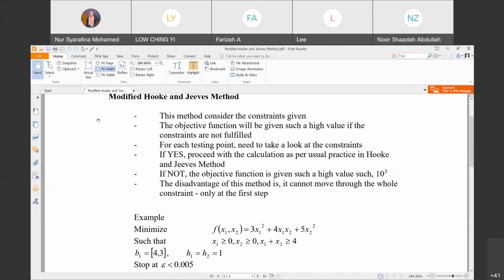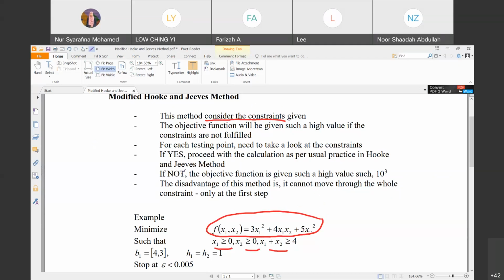All right. So now this modified Hooke and Jeeves will consider the constraints. Instead of only focusing on the objective function, we need to consider all constraints given for each iteration, for each exploration search, right? So we explore from the pattern point and then move to another base and so on. So we have to consider all constraints.